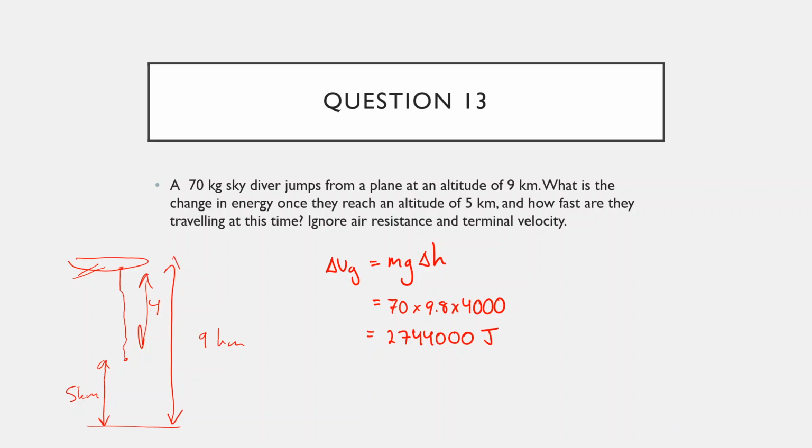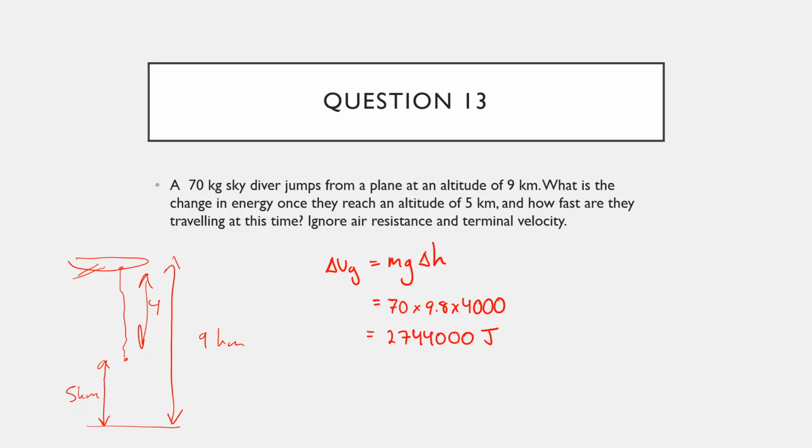Now the second part of the question says, how fast are they traveling at this time? This is almost like a Unit 3 Area of Study 3 question. Okay, we're talking about changes in energy. So you're losing gravitational potential energy, but in doing so, you're gaining kinetic energy. So this value here is actually equal to your kinetic energy.